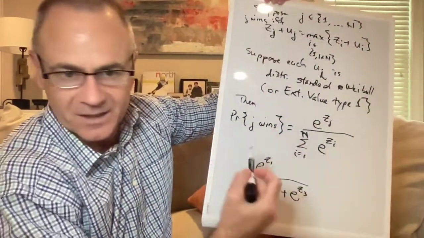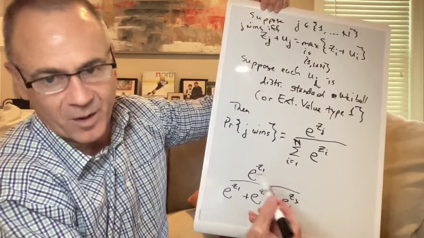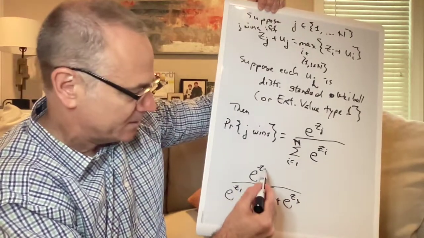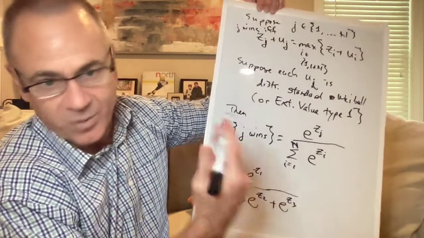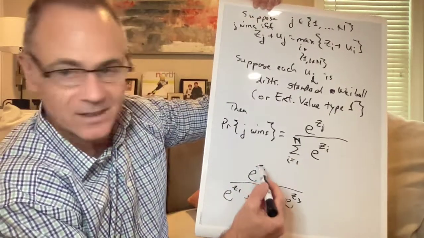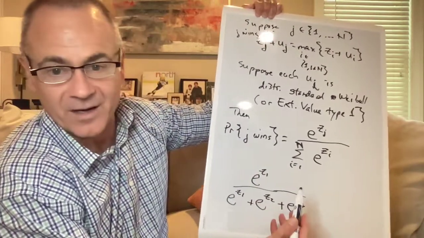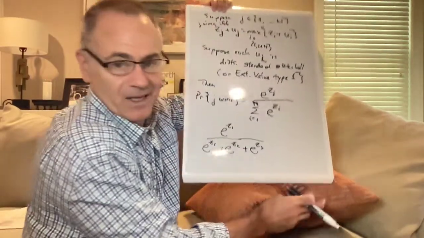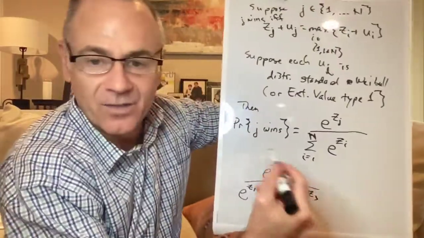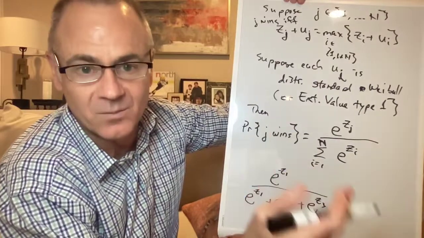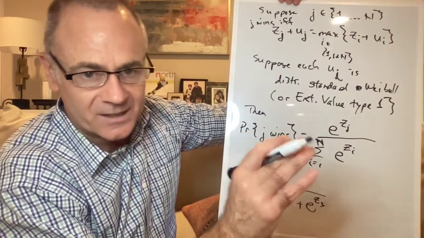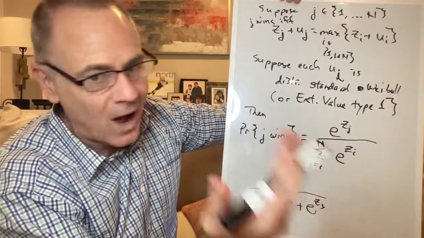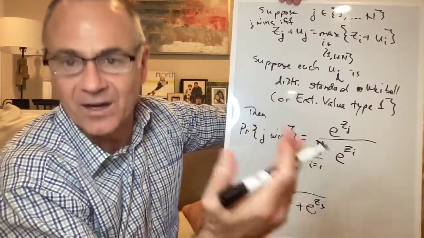By the way, if instead we want to know the probability that 2 wins, it's just e to the Z2 divided by that denominator. If we want the probability that 3 wins, it's e to the Z3 divided by that denominator. You should be able to see very quickly that those 3 probabilities have to sum to 1. So I want you to memorize this. This is what I call the Weibull, the McFadden trick.